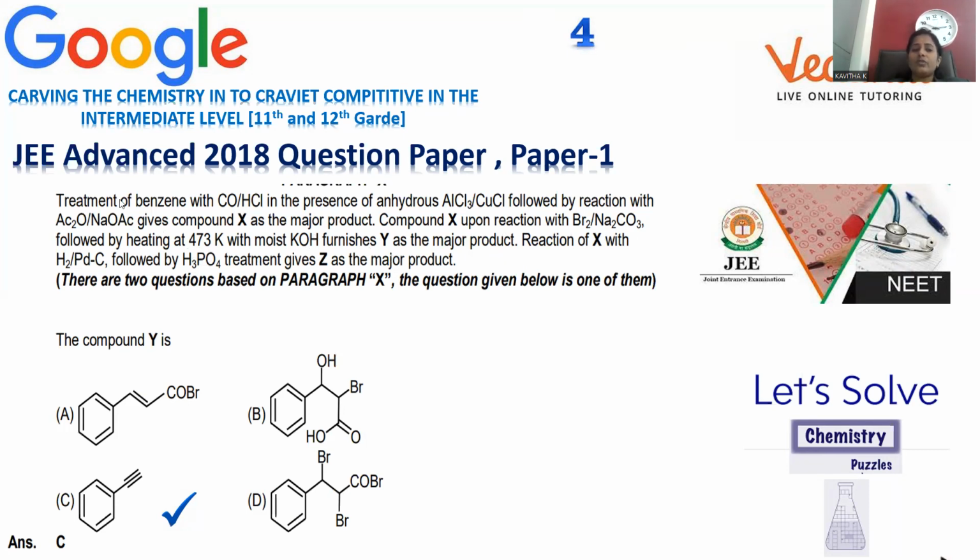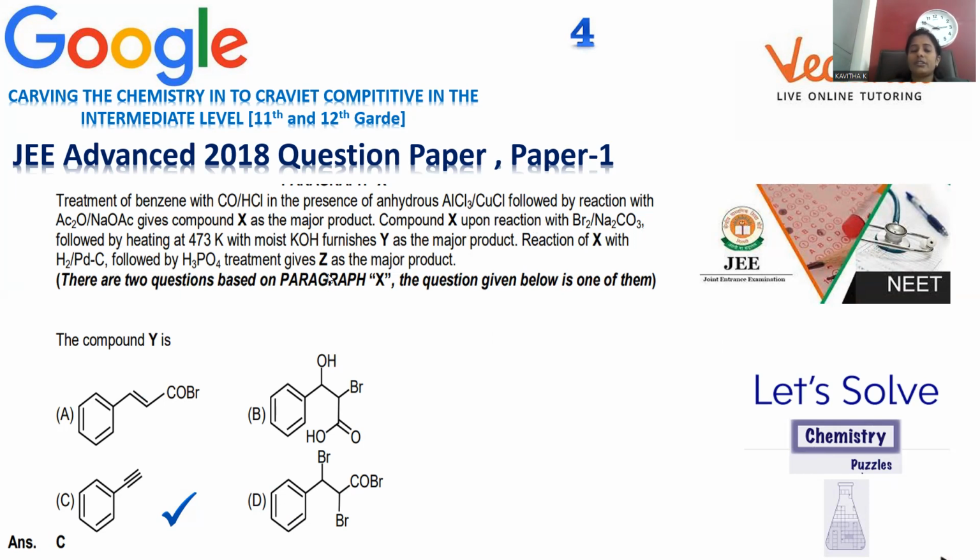A series of reactions we are doing. First, benzene will be taken. Benzene treated with CO, HCl so that we will get the benzaldehyde compound. Later, you treat with AlCl3 and copper chloride, and the reaction with acetic anhydride and sodium acetate, so that a named reaction will be followed. Then compound X will be formed. That compound X upon reaction with bromine in the presence of sodium carbonate gives a new product called Y. Reaction of X with hydrogen, palladium on carbon, followed by H3PO4 phosphoric acid treatment gives us Z.